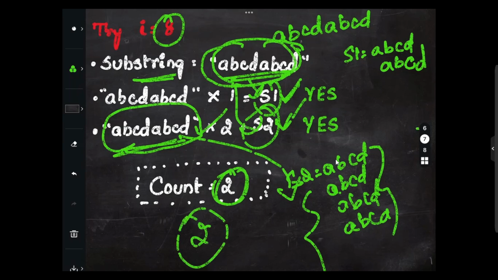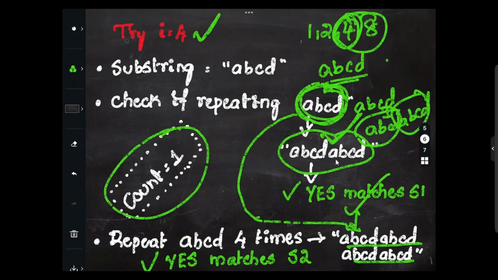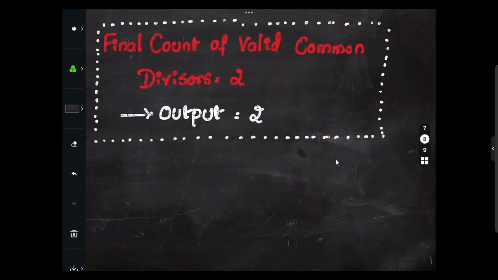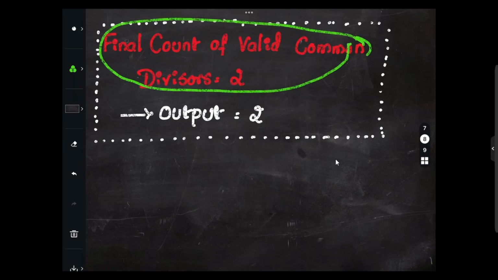We are incrementing this one matched here. Only ABCD also matched, so we incremented the count from 0 to 1. Now we are incrementing the count from 1 to 2 because ABCD matched as string S1 and S2. Here the count will be quite obviously 2. So the output that we got here is 2. So the final count of valid common divisors here is 2. So the output has to be quite obviously 2.